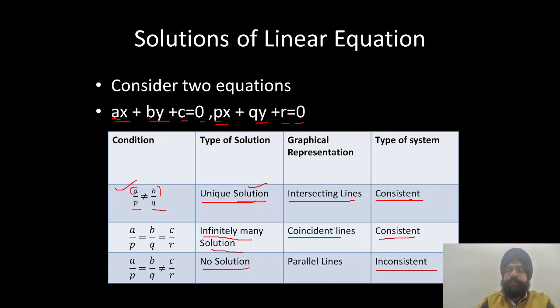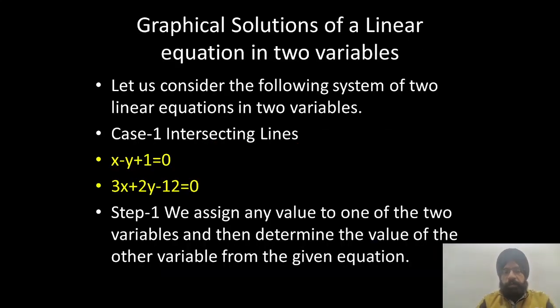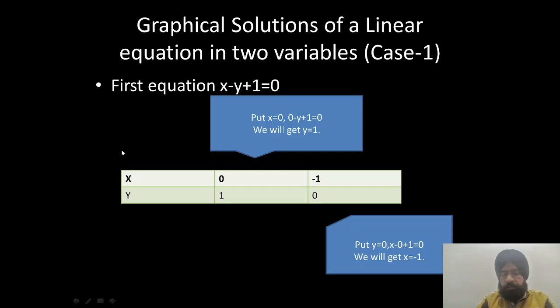And our last case: if a upon p equals b upon q but not equal to c upon r, then it refers to no solution, and it represents parallel lines. Since it has no solution, it is inconsistent. I'm going to give you an example of each type, and I'm going to solve each equation with the help of a graph. Just see properly. Now, first of all, we are going to talk about case 1.